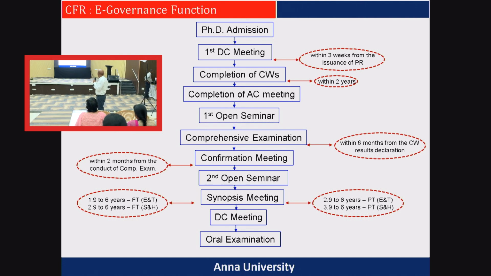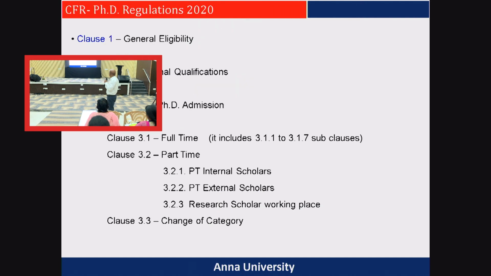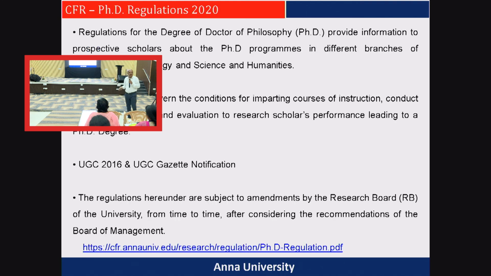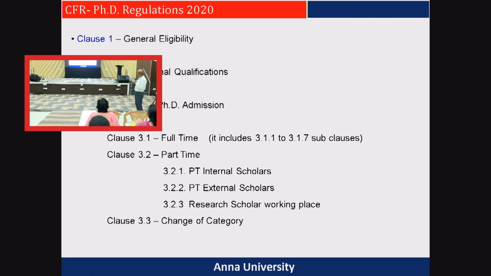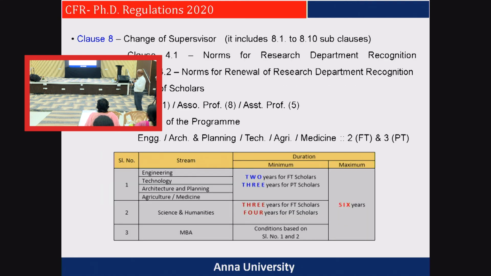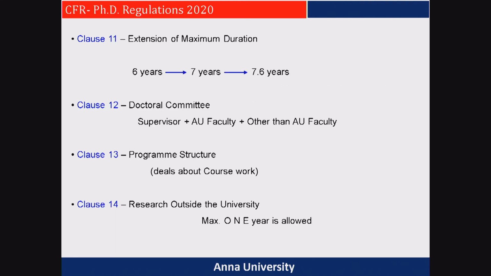You can refer to these links where you can download our regulation, which describes the different terminology of the PhD program. The important point is extension, clause 11, which speaks about extension of your PhD program, because many scholars may not be able to complete the program within 6 years. We give an additional 1 year to complete your PhD, but within that 1 year you should complete your synopsis.